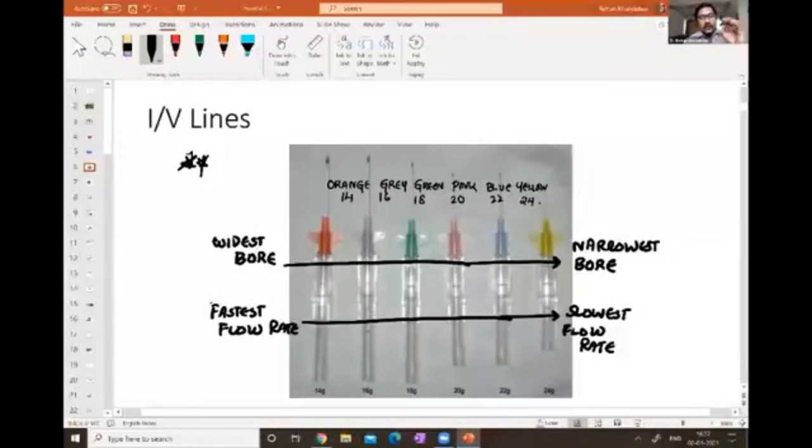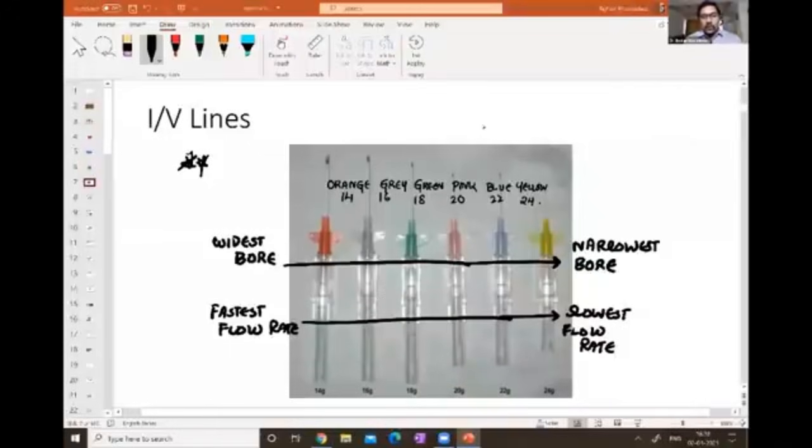The wider it is, the easier or the faster the flow rate. You can easily give fluids through that. And the narrower the cannula, the slower the flow rate. There is no mnemonic for this, please. This is easy to remember. It's a one-time effort. If you revise it, you can easily remember it. Please don't fall prey to mnemonics for these IV lines. You can easily remember it, okay?